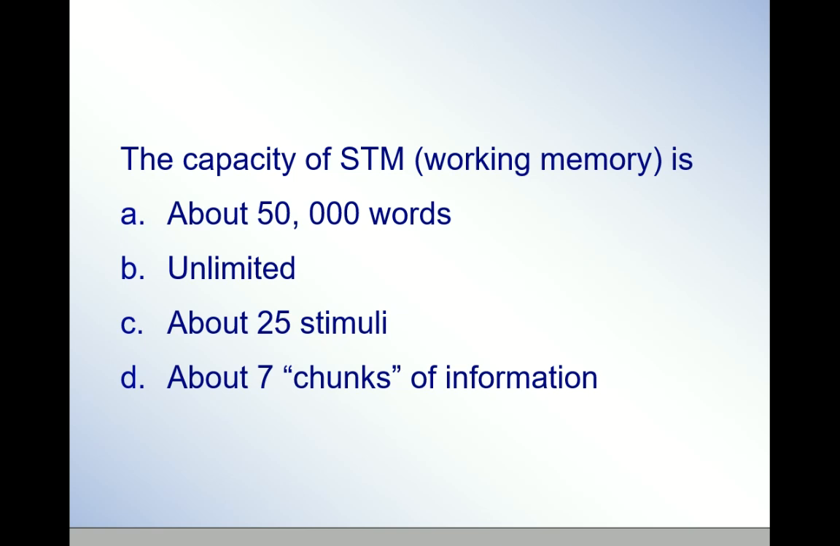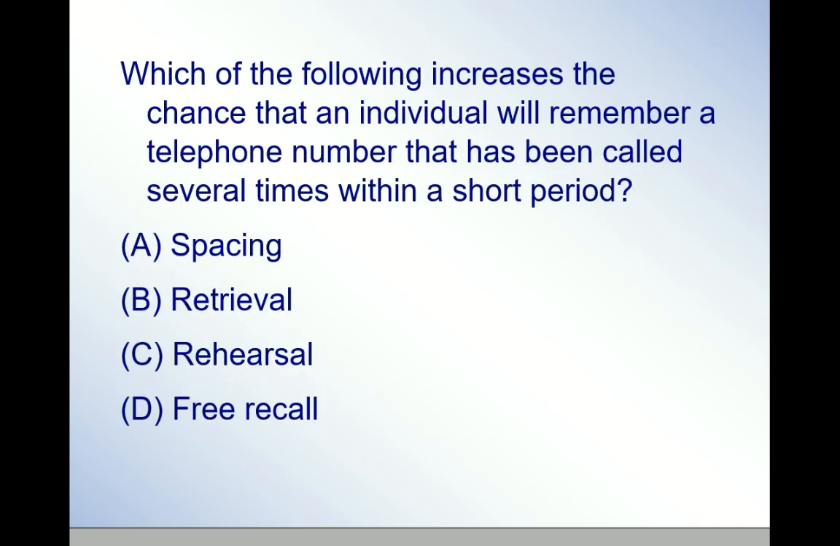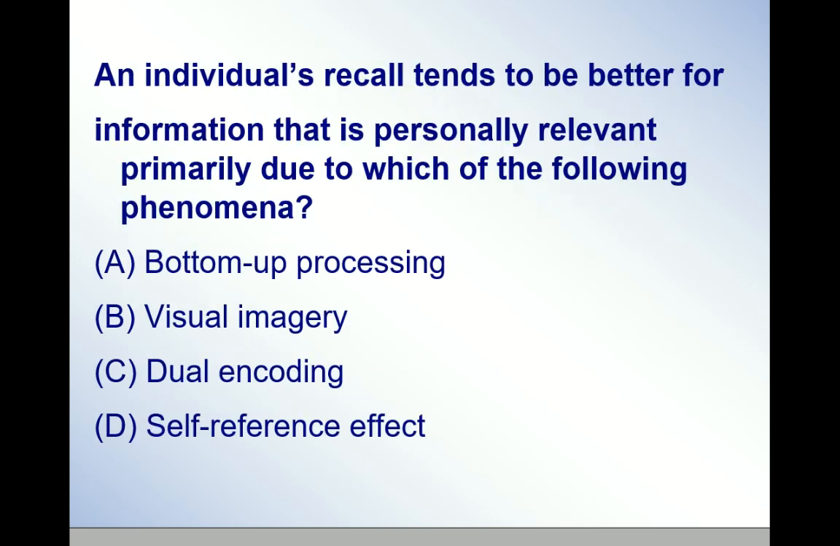All right, answer this. The capacity of working memory is what? The answer is D, about what a phone number is. Okay, read that. The answer is rehearsal, repetition. All right, read that. The answer is personally relevant, self-reference effect.